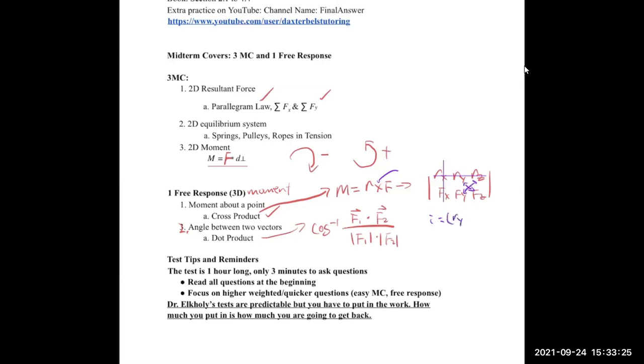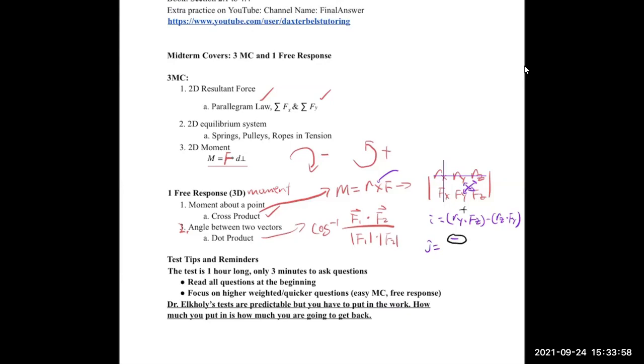So this would be ry multiplied by fz minus rz multiplied by fy. Okay, and that's for the i. Then for the j, be careful: you always want to put a negative sign in front of the j. So for i, this is positive, and for j, don't forget that you always want to put a negative sign in front of it.